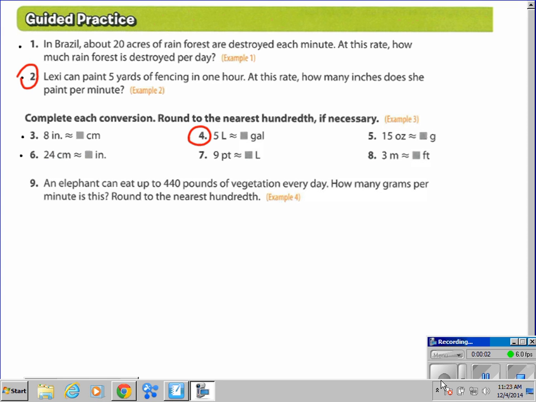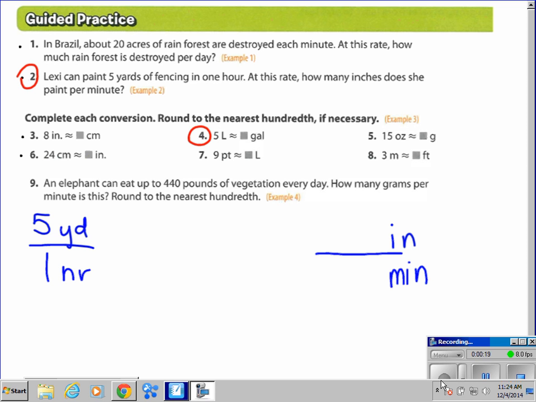It says Lexi can paint 5 yards of fencing in 1 hour. So I'm going to write that down so I don't forget. 5 yards in 1 hour. All right. At this rate, how many inches can she paint per minute? So my goal over here is to be inches per minute.